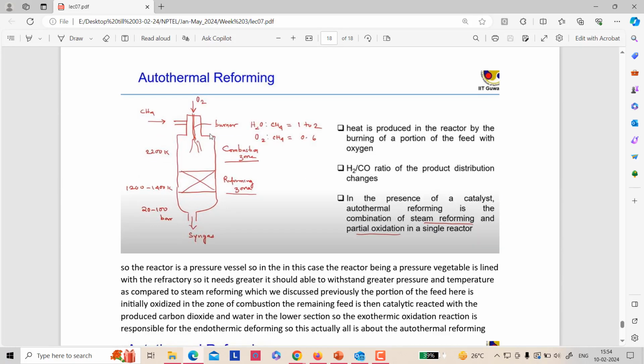So here you can see that oxygen is coming from here into the combustion zone, and the temperature is almost 2200 Kelvin. Next comes the reforming zone, but here the temperature is a little less than the combustion zone because in the combustion section a highly exothermic reaction happens.